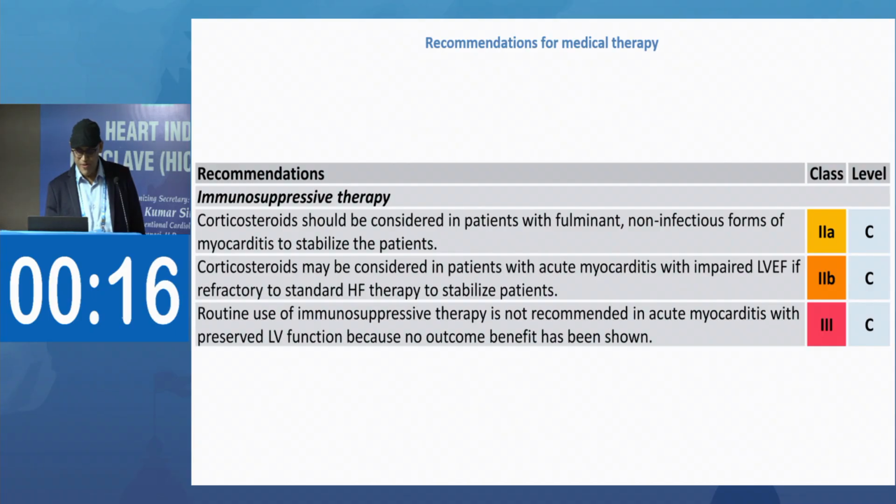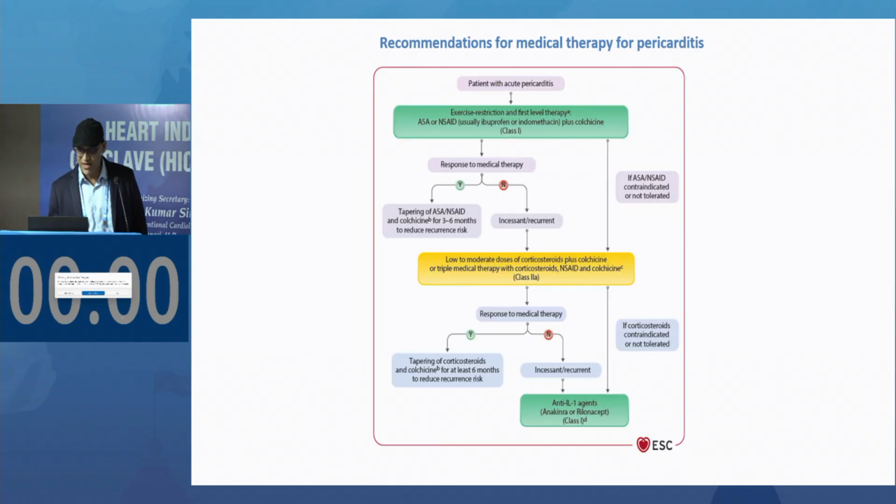For immunosuppressive therapy, corticosteroids should be considered in patients with fulminant non-infectious forms of myocarditis to stabilize the patients, and corticosteroids may be considered in patients with acute myocarditis with impaired LV ejection fraction if refractory to standard heart failure therapy to stabilize patients. Routine use of immunosuppressive therapy is not recommended in acute myocarditis.